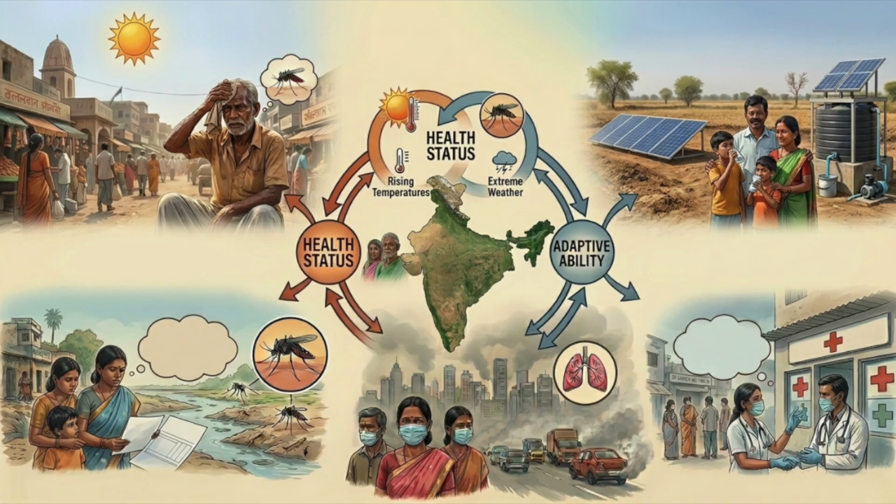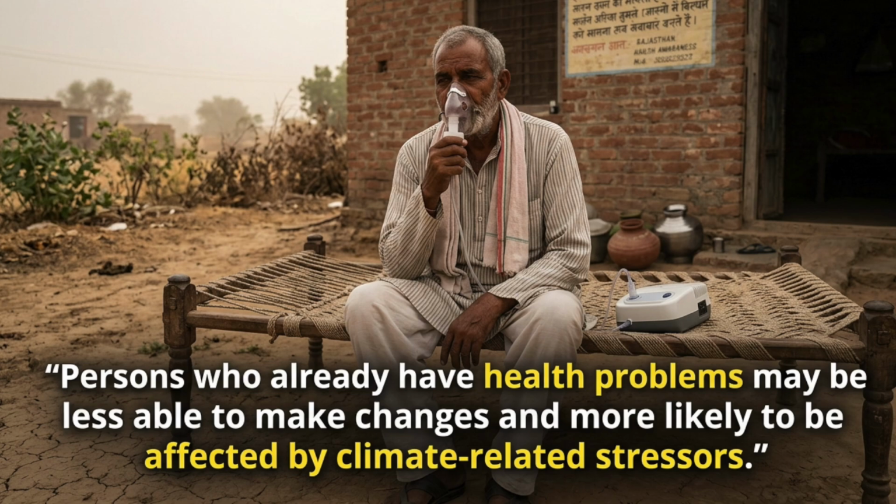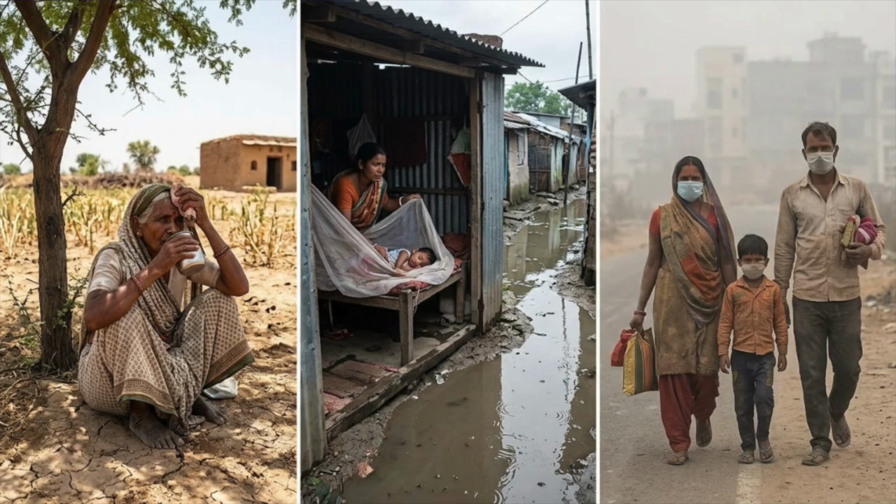Research shows that health status can both affect and be affected by adaptive ability. For example, persons who already have health problems may be less able to make changes and more likely to be affected by climate-related stressors. Differences in access to health care based on location and income level mean that adaptation capacity varies greatly within a country. Rural, remote, and marginalized urban groups often face the highest combined climate and health risk.